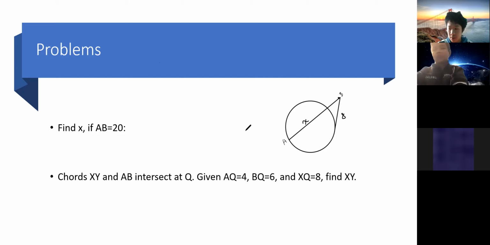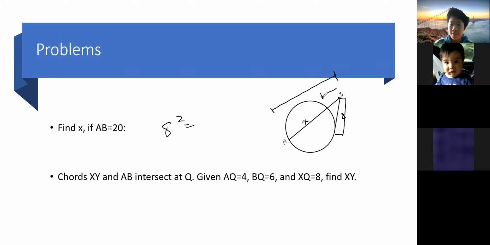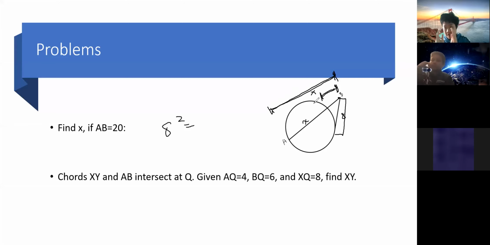Right, so we have 10. Find x if AB is 20. So the power of a point formula is that if we take this tangent and we square it, this equals the secant, the part outside the circle, times the whole thing. Part outside times the whole thing. Remember that. Okay, so the part outside, what's that?